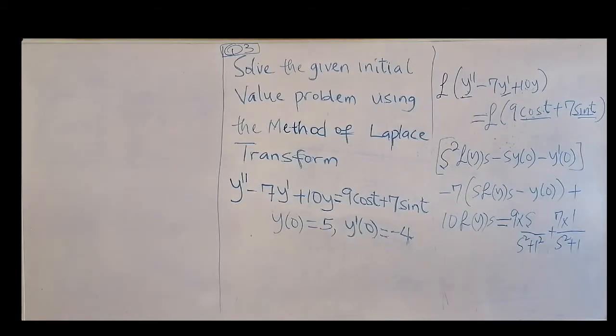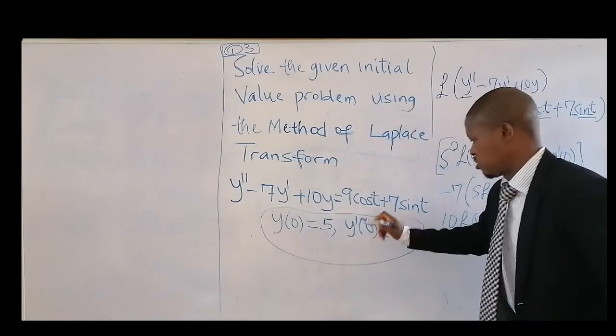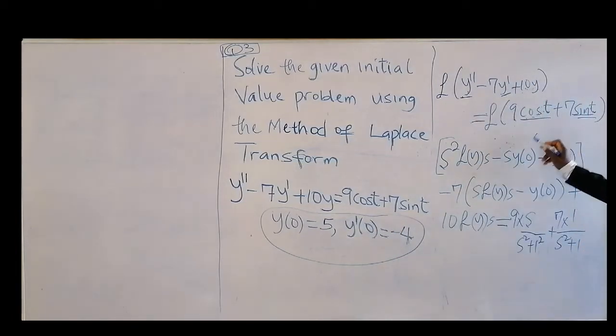Then the next thing to do is to begin to substitute the data given, I mean the initial values. So this is 5. This one is minus 4. This is a 5.